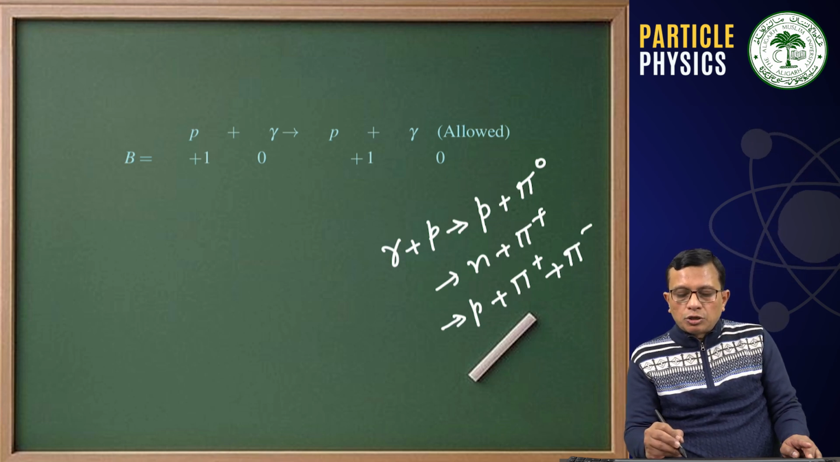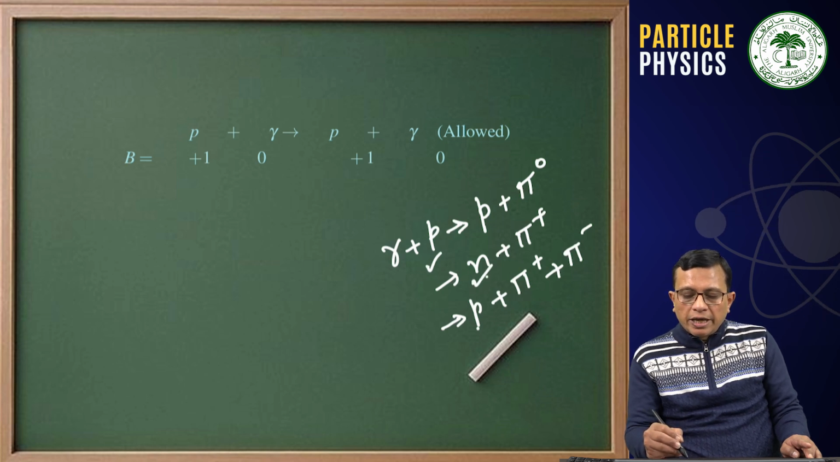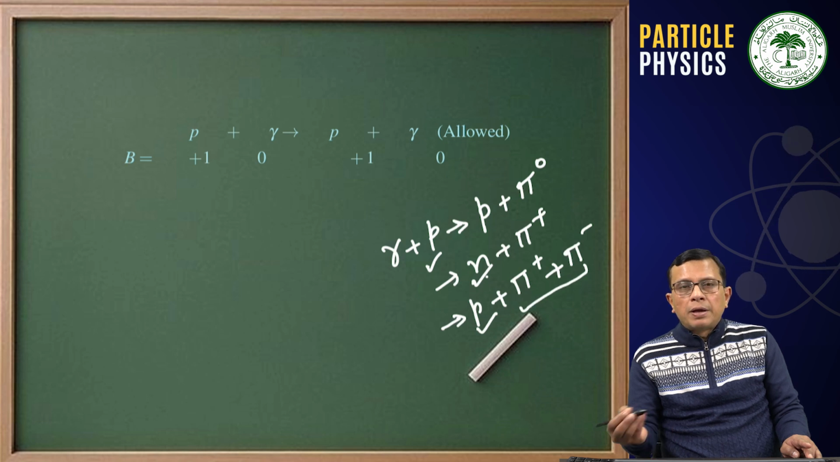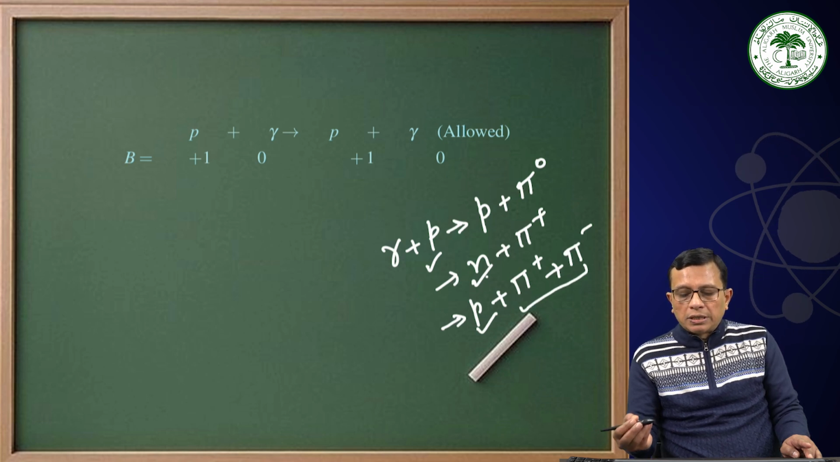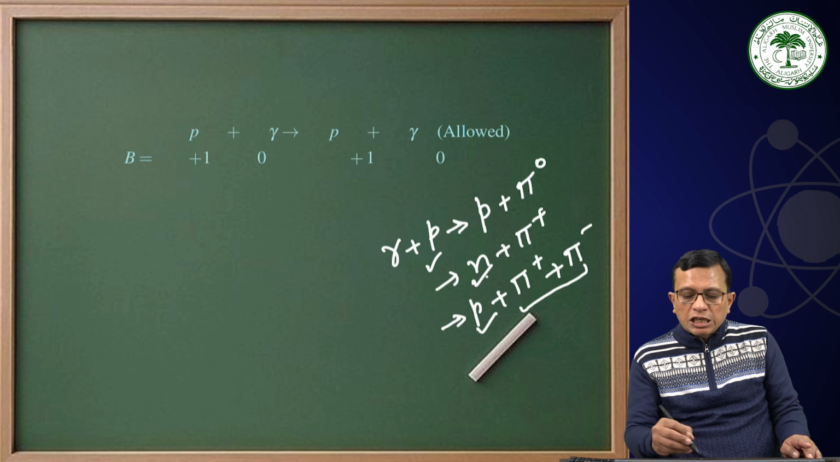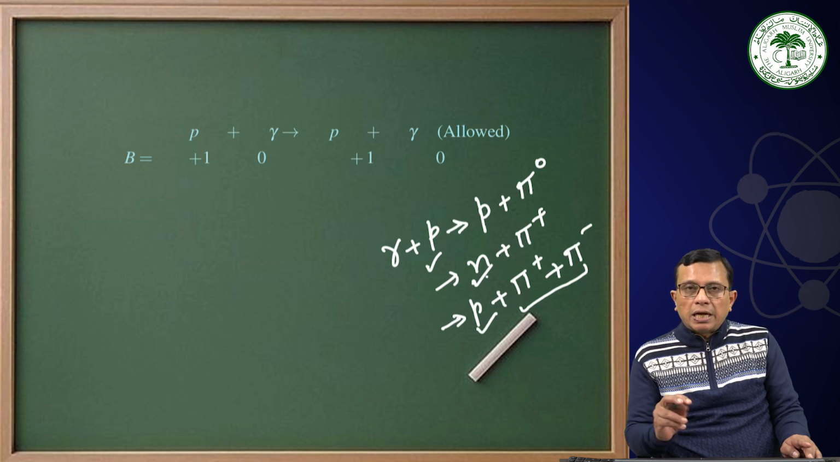Then here we have one baryon, here we have one baryon, here we have one baryon, here we have one baryon. We can have n number of pions in the final state. That will be decided by how much energy I have available in the initial state. Therefore, all these processes which I have written are conserving baryon numbers.